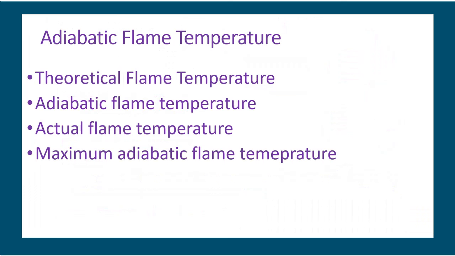Now coming to the adiabatic process. What is an adiabatic process? A process in which no heat can leave or enter a system is called an adiabatic process. I hope you have learnt it in your thermodynamics course also. It is a process in which a system neither gives heat to the surroundings, nor receives heat from the surroundings.